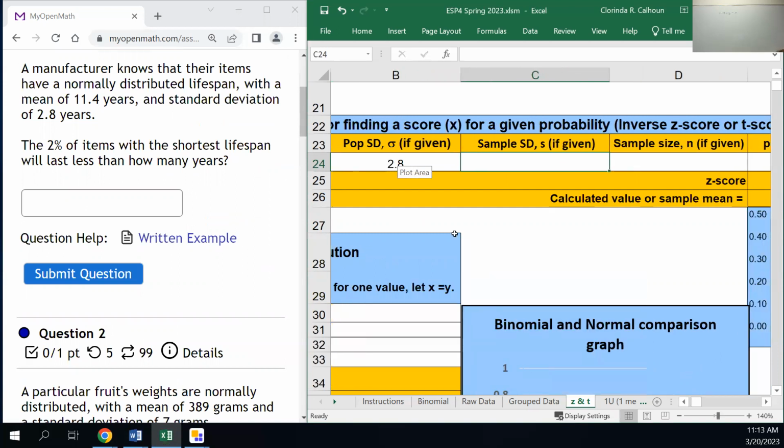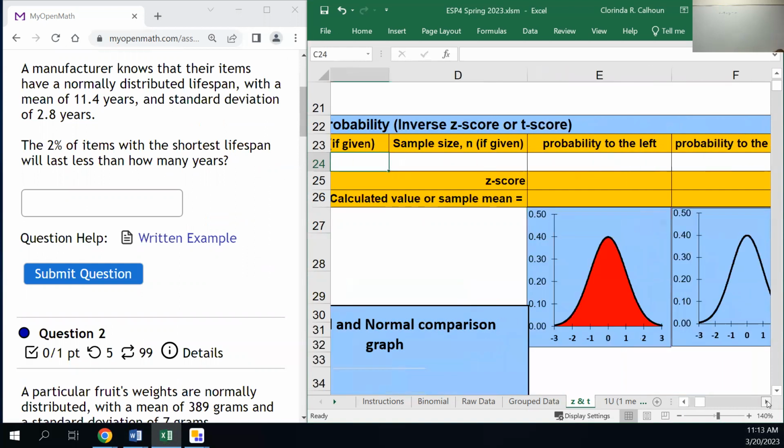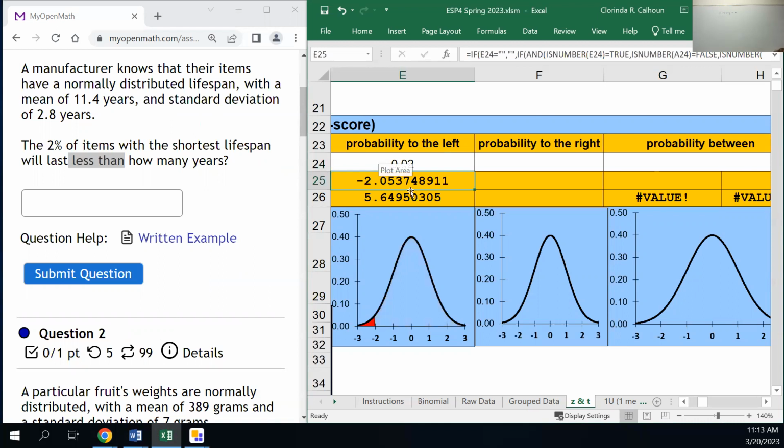Okay, now, you guys that are looking at the screen, I have to jump over. So mean goes in the first box, standard deviation goes in the second box, but I have to jump over because I have to deal with my percentage. Since this says less than, I want probability to the left. Make sure you change that to a decimal number. I took my 2% and I made it 0.02. So make sure you move your decimal 2 places.